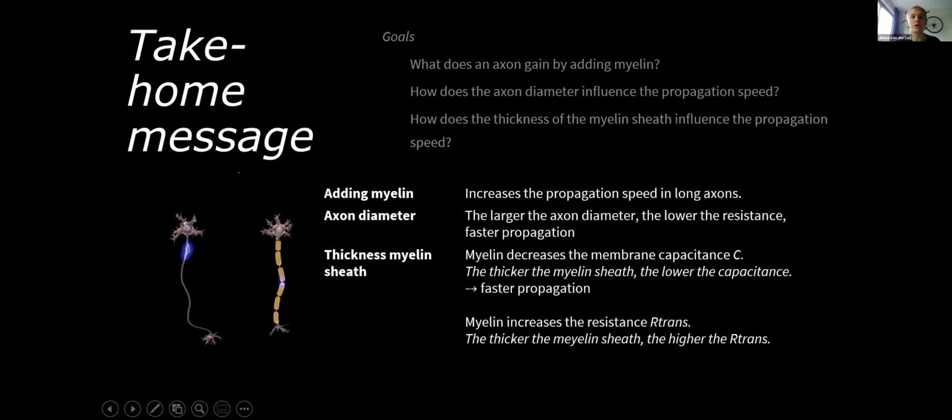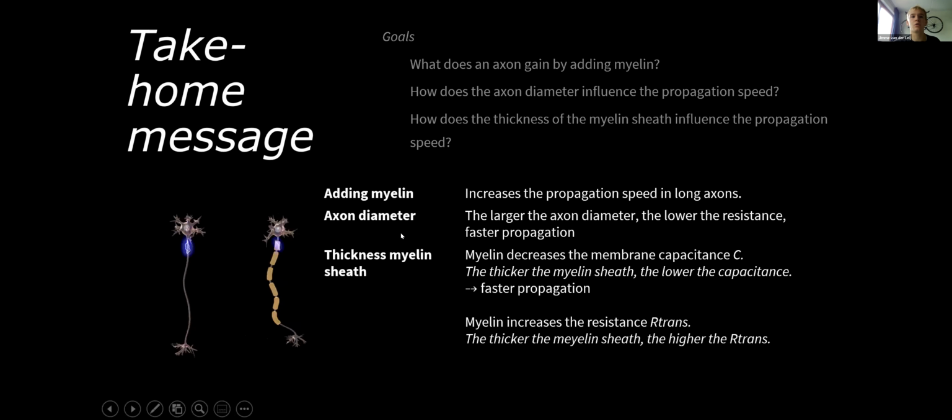So what is our take-home message? Adding myelin increases the propagation speed in long axons and how far the propagation reaches. An increase in axon diameter lowers the resistance, so there's faster propagation. This is of course logical. If there's lower resistance, ions can flow more easily. And the myelin decreases the membrane capacitance. The thicker the myelin sheath, the lower the capacitance, the faster the propagation. Also, this is logical because if there's lower capacitance, a node can store less charge and therefore more current flows through the nodes.